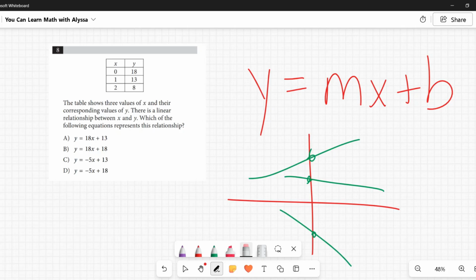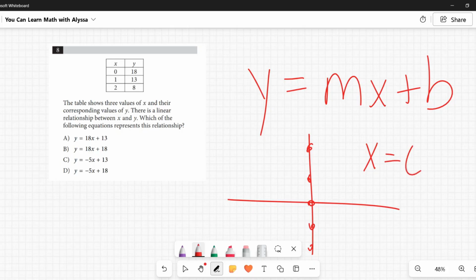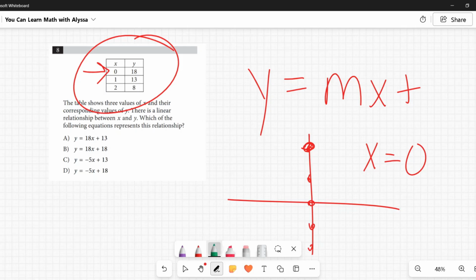If we're talking about the y-intercept visually, it's just where a line crosses the y-axis. If we're looking at the numbers, any point that's on the y-axis has an x value of 0. So let's look at our chart, and sure enough, there is one where the x value is 0. When x is 0, y is 18. That means it's going up near here somewhere, not drawn to scale, but that's my y-intercept, 18. So I can get rid of that b and replace it with 18.